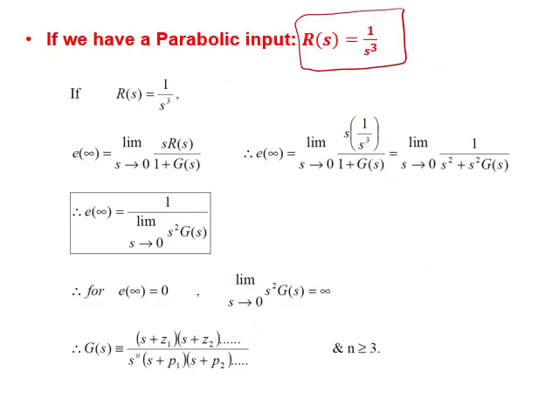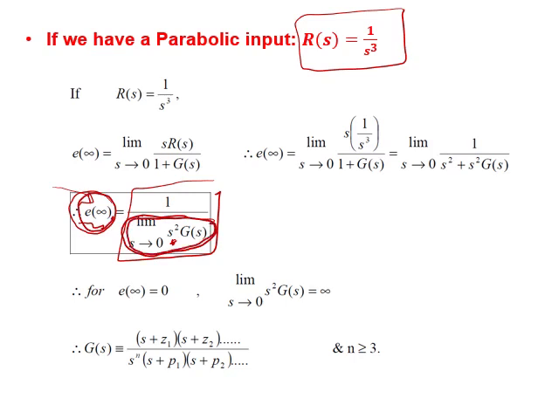In case of parabolic input, which means when R is equal to 1 over s to the power 3, same exactly as before, same style, same way of thinking, we are going to end up with the error equal to 1 over the limit of s squared into G(s). Which is very clear that if I want the steady state error to be 0, we have to make this value equal to infinity.